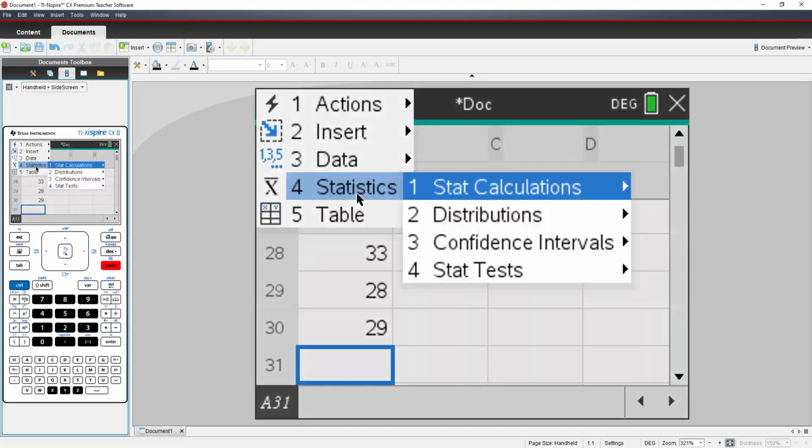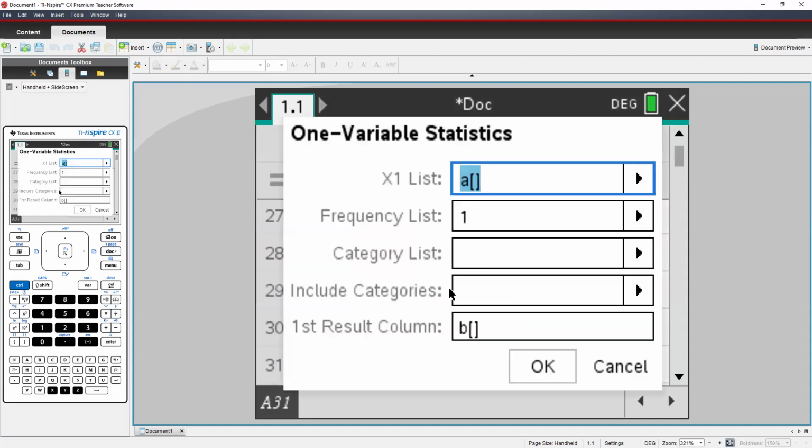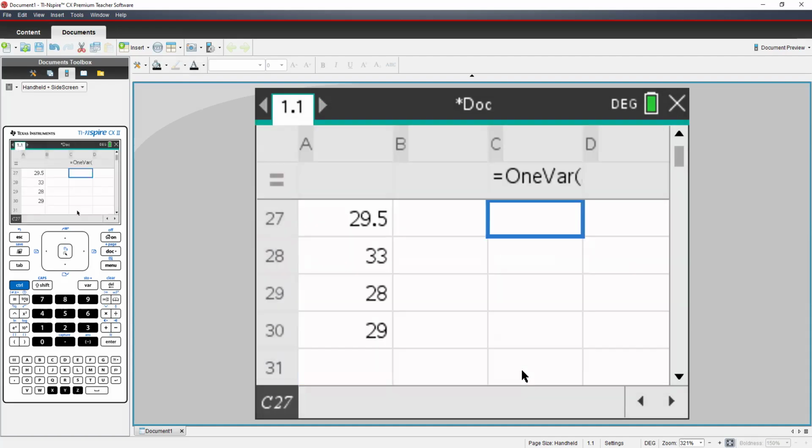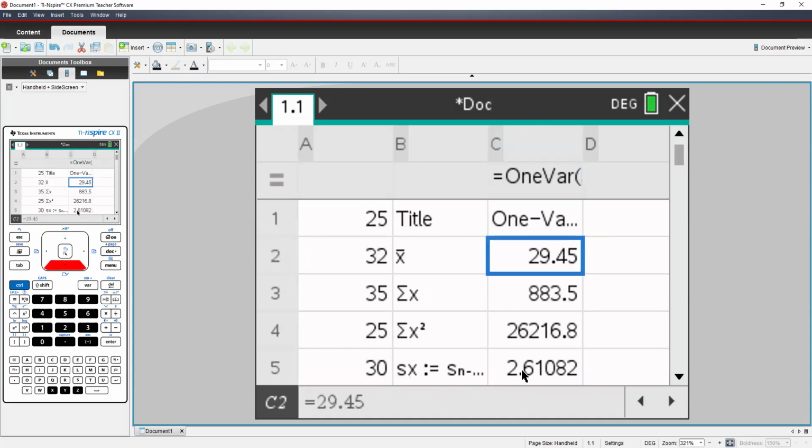So I'll do menu, 4 for statistics, 1 for stat calculations, 1 for one-variable statistics. Number of lists, just 1. I want to take the list from A, but the results in B. And there we go. So the things that we need for our equation: we need the sample mean, so we need this 29.45. And then we already have the population mean of 29. We're going to use 2.61 as our population standard deviation. And then we have our sample size.